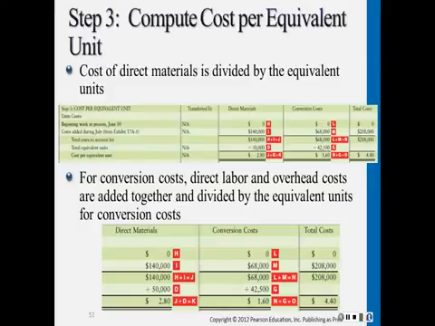Step 3 is to compute the equivalent cost per unit. The cost of direct materials is divided by the equivalent units. The result is $2.80 of materials cost per equivalent unit. For conversion costs, the direct labor and overhead costs are added together and divided by the 42,500 equivalent units for the conversion cost.